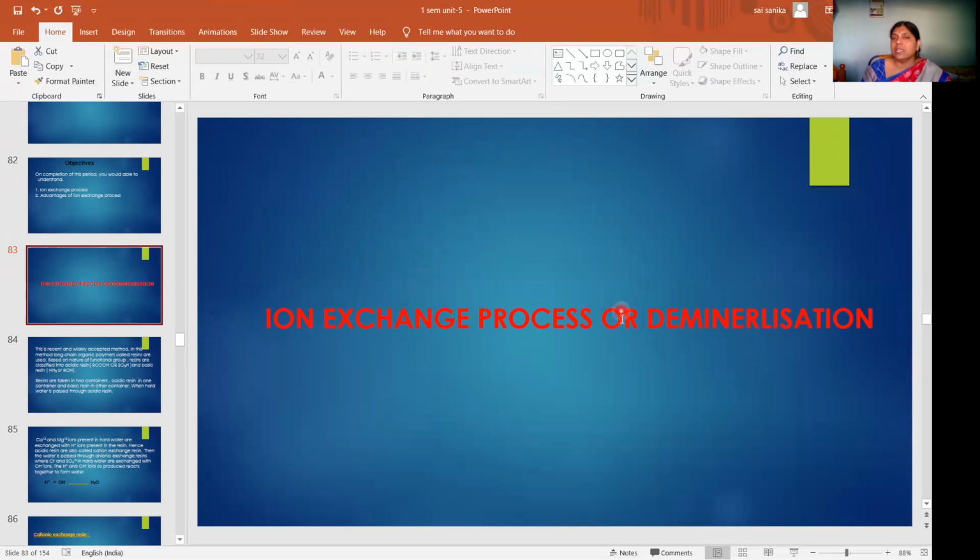Remember this one. In exam they can ask, explain demineralization process. So don't confuse. Demineralization or ion exchange, both are same. So they can ask, so both names you should remember. So what is demineralization means? Don't get confused. So demineralization or ion exchange, both are same.